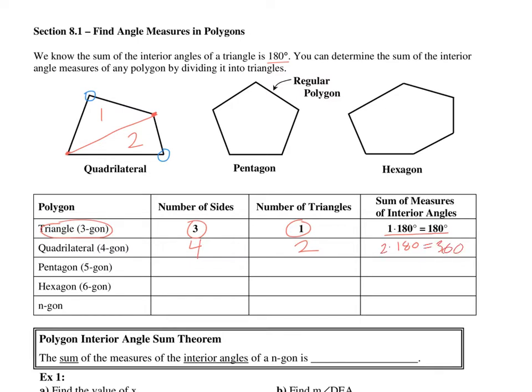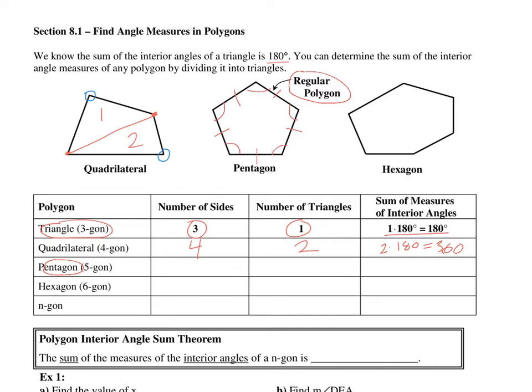All right, now let's go to a fivegon or a pentagon. Now notice that this is called a regular polygon. What makes a polygon regular is that all the sides have the same length and all the angles have the same measure.